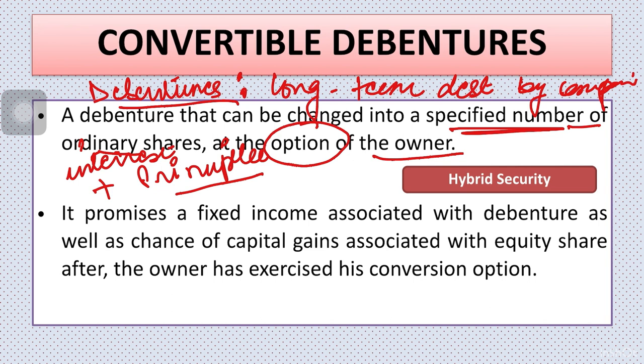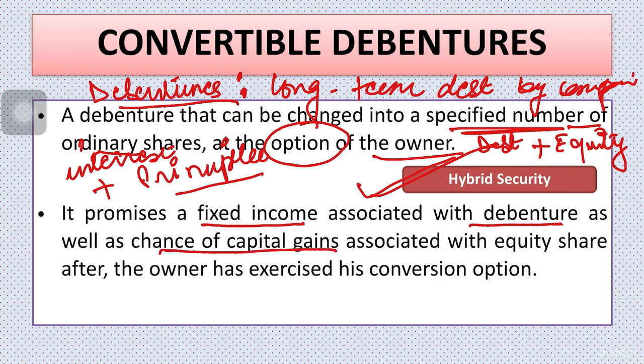Convertible debentures have features of both debt and equity. Till you hold the convertible debentures, the interest will be paid, and once you convert it into equity, the capital appreciation will be there. That is why the debt plus equity feature is there in the convertible debenture. Since both these features are available, this type of security is known as a hybrid security. I hope this is clear to you guys. It promises the fixed income associated with debentures till you hold them, and once you convert it into equity, the capital gain will be there, right?